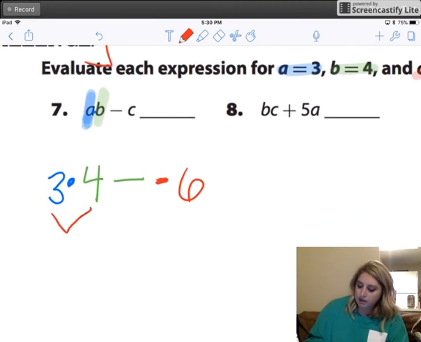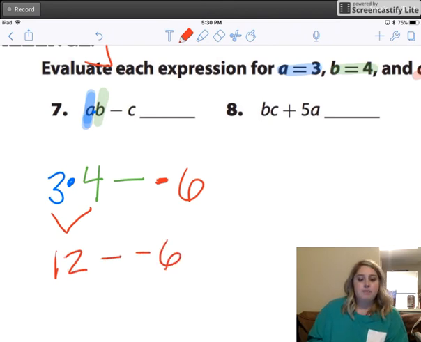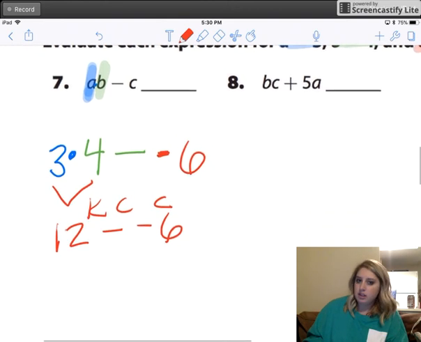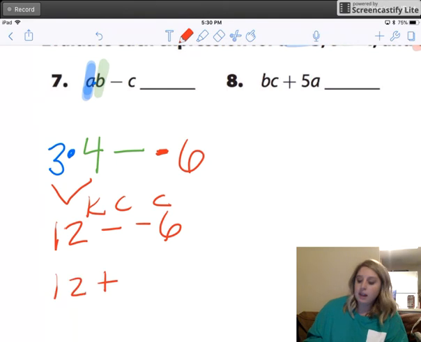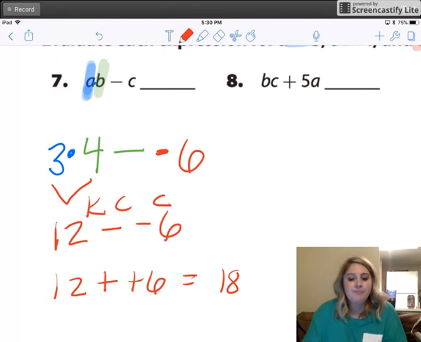3 times 4 is 12 minus a -6. Okay, remember, if I see a minus and a negative, I have to do keep, change, change. So this would become 12 plus +6, which would give me 18. Just a little review and refresher for you.